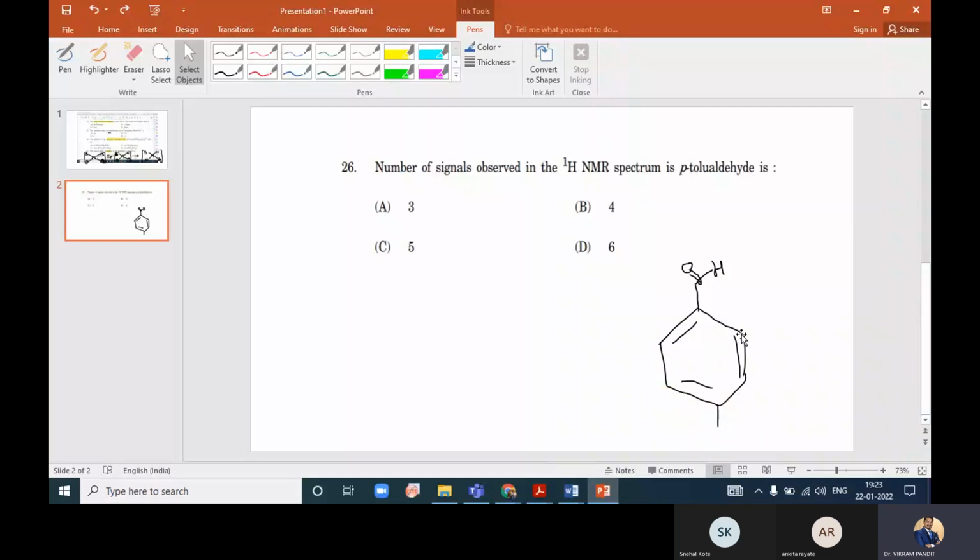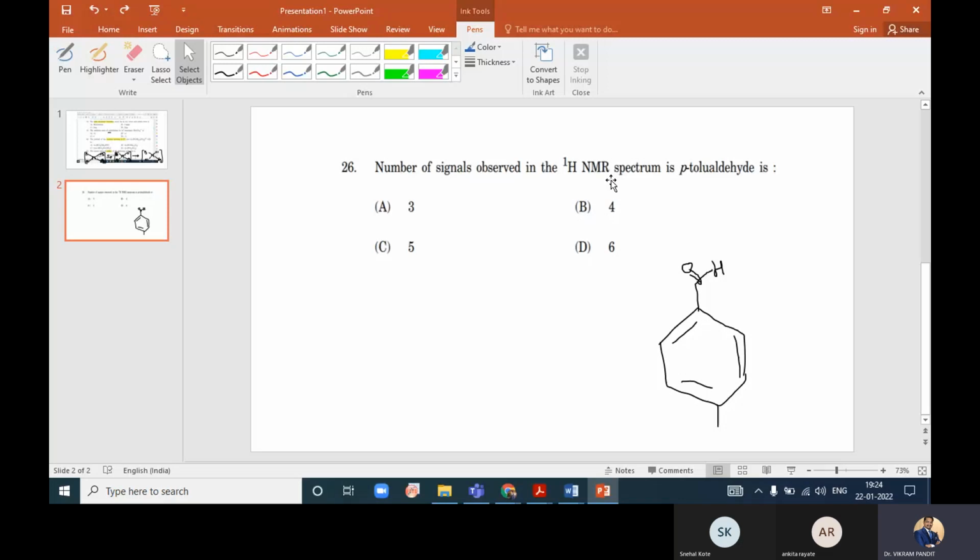These are all the same. Same means they are CH, okay, but they are not all the same. Why? Because these two are mutually equivalent, but these two have a different environment. These two have a C double bond O, the aldehyde group, on one side. Yeah, this will be different. So this is one signal. This will be two signals. This is CH3, the third signal, and the fourth signal is for the aldehydic proton. So four signals, and this option is correct.